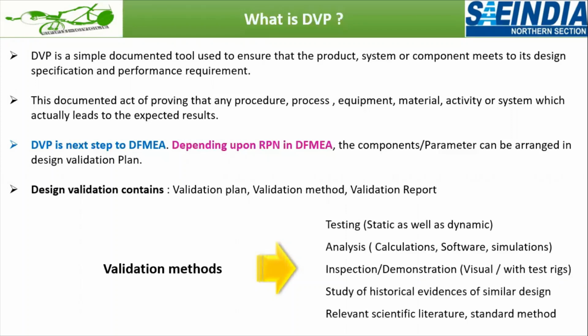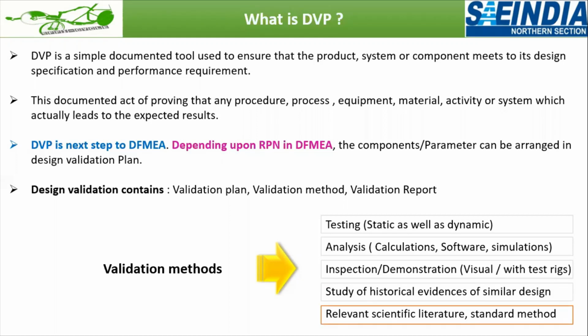Here are a few validation methods. Number one, testing method. This can be done in static as well as dynamic conditions. Number two, analysis method. Number three, inspection or demonstration. Number four, study of historical evidence of similar design. Number five, relevant scientific literature or standard method. Later on, we will see details about each validation method.